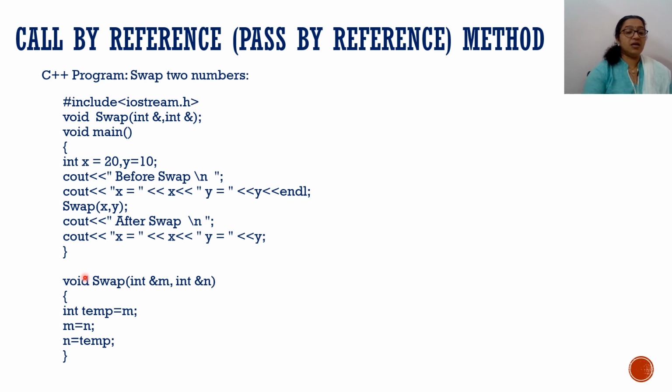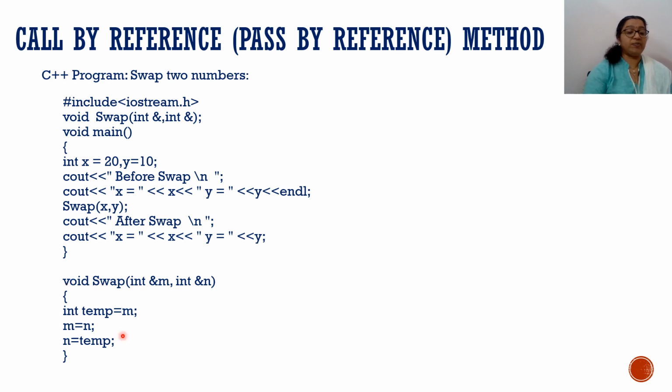Okay, see: void swap(int &m, int &n). So these are the formal variables, the formal parameters here. This is called reference variables. Reference variables means we are giving a substitute name, or we can say an alias name. Okay, a different name for x and y. So here we used m and n. For x we are using m as a name and for y, n. Clear?